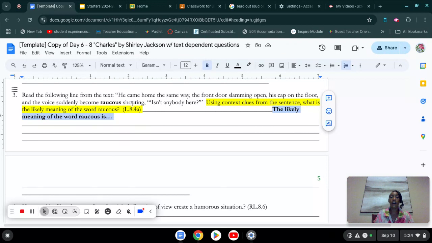So since I'm using context clues, it doesn't tell me that I need to read the entire story to figure out what this word means. I just need to read this sentence. So this is a question that you could answer right now that you don't have to look back in the text for.